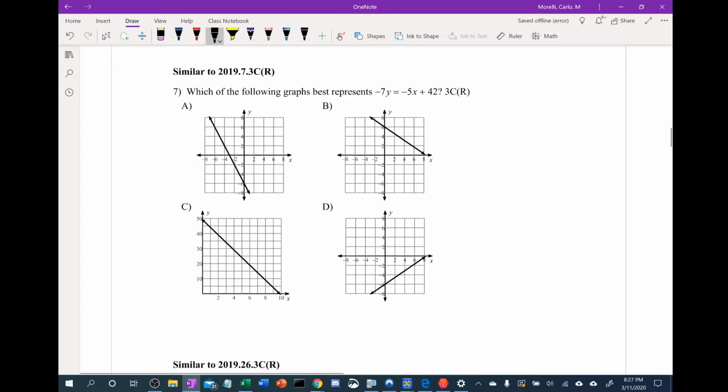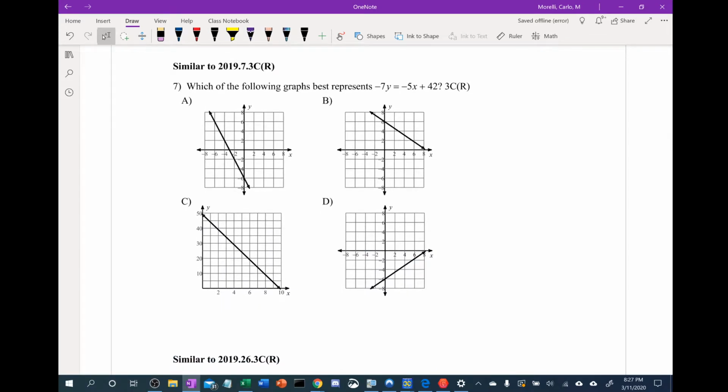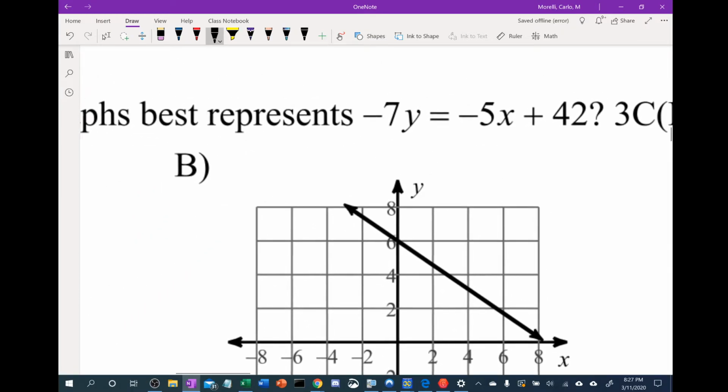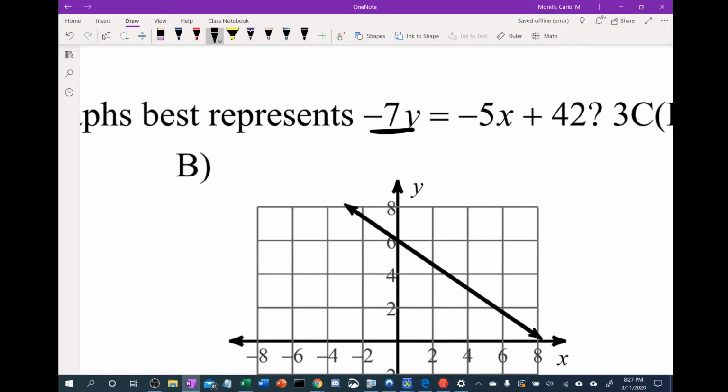Moving on. Number 7, which of the following graphs best represents negative 7y equals negative 5x plus 42? Well, there's actually a couple of novel ways to go about the answer here, but what most students seem to find easiest to do is to simply divide each term by the coefficient in front of the y variable to get y by itself. They just divide everything by negative 7.